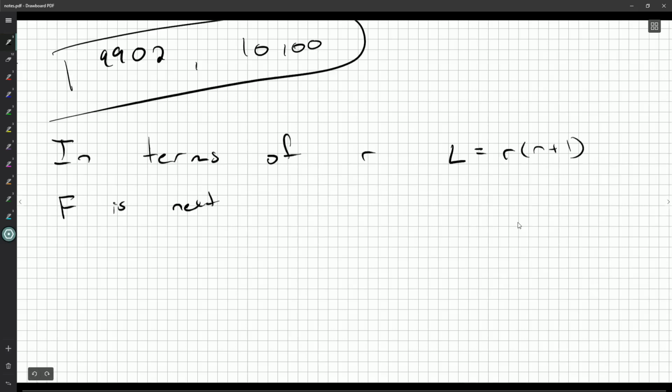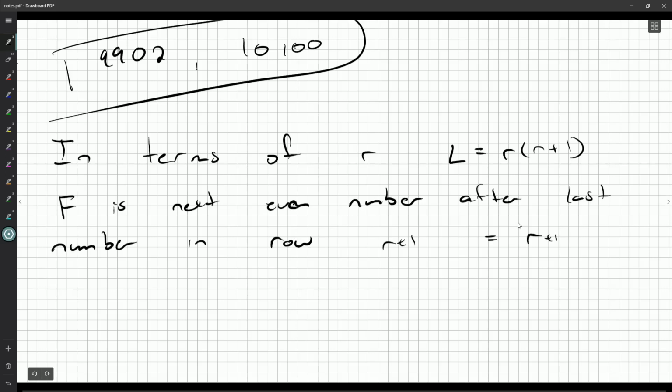F is the next even number after the last number in row R plus 1, which happens to be R plus 1 times R plus 2. So F is R plus 1 times R plus 2 plus 2. So now I can see what L plus F is. Actually, let's write that on the next page.